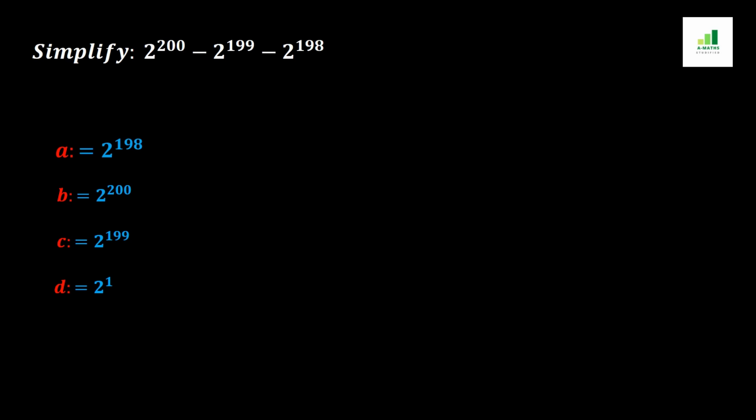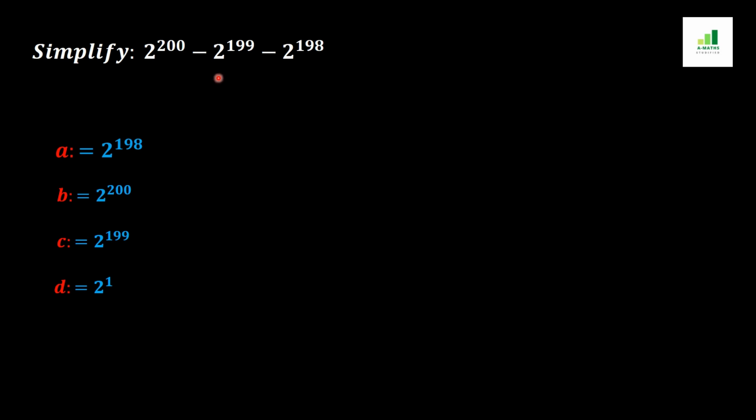Welcome to AMS. Today in this video we are going to simplify a question, and our given question is 2^200 minus 2^199 minus 2^198. We should solve this question without a calculator, with basic algebra tricks, and then find the answer among the options.